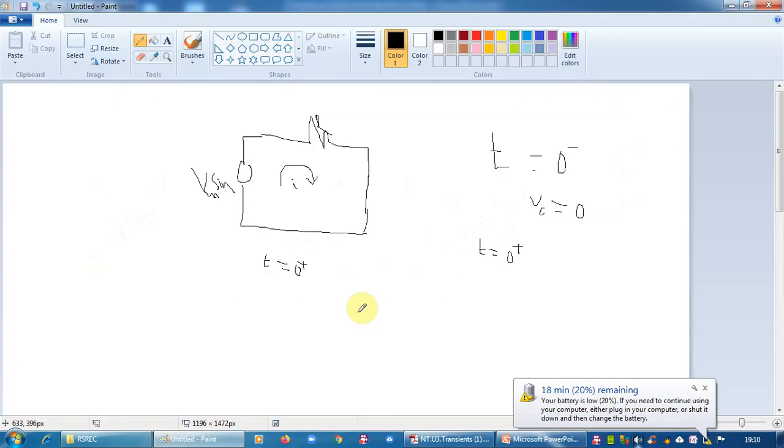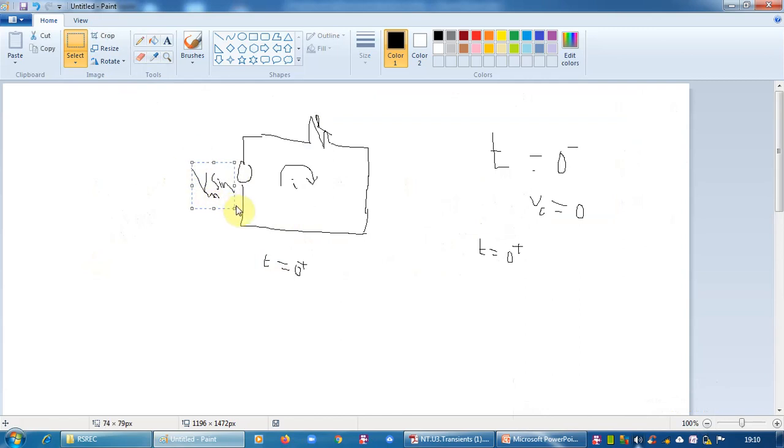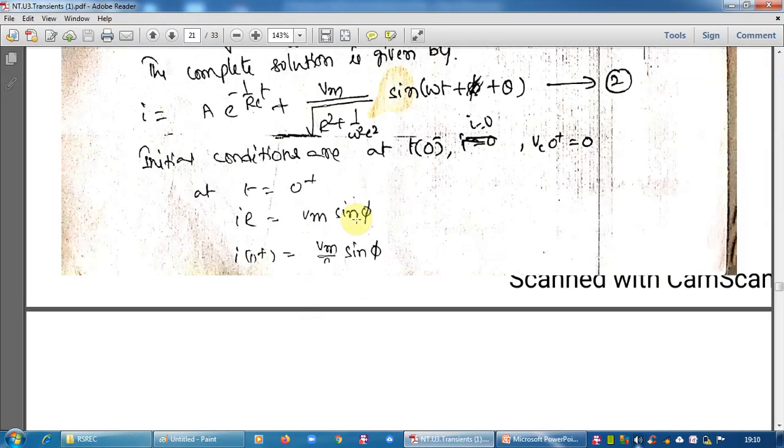The supply is Vm sin of omega t plus phi. So at t equal to 0 plus, this is 0, so Vm sin phi, Vm sin phi by R, that is the current. So that is given as Vm sin phi by R. That is the initial current that we have to use.